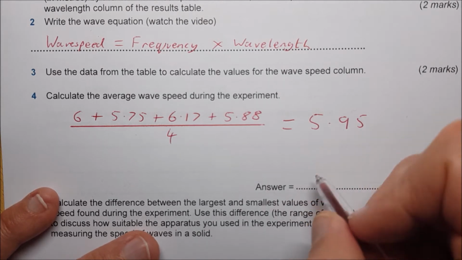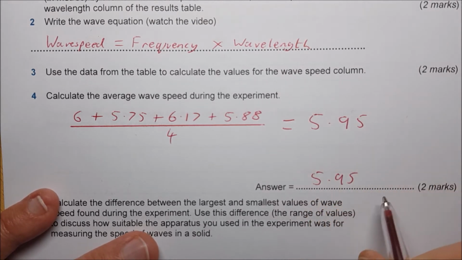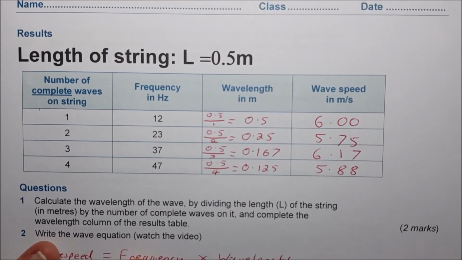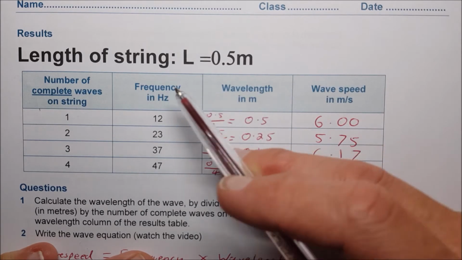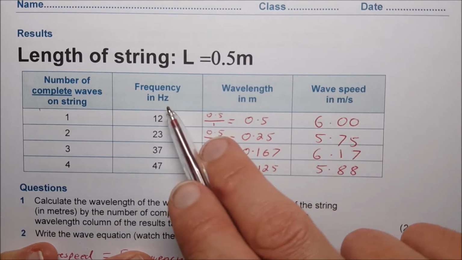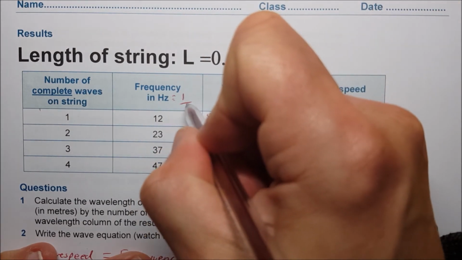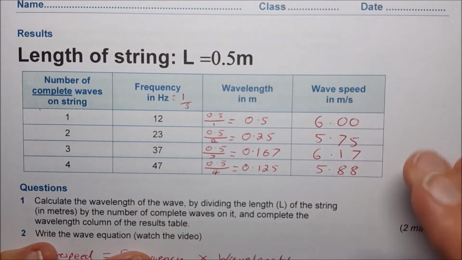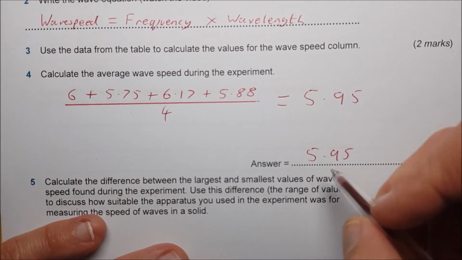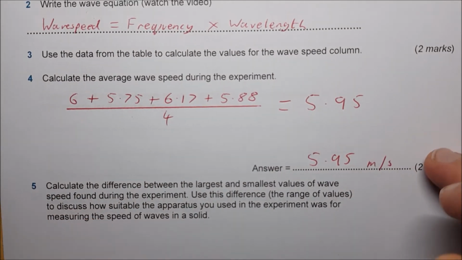Now don't forget, that's not the end of it. We've got 5.95 and our missing bit here, the unit. Don't forget the units can be worked out from the table with meters and per second. Hertz, remember, is equivalent to 1 over seconds. So you've got meters per second. So do not forget to write in meters per second.